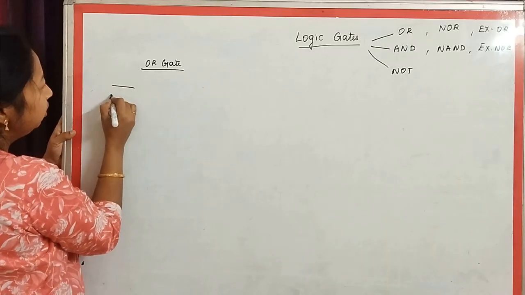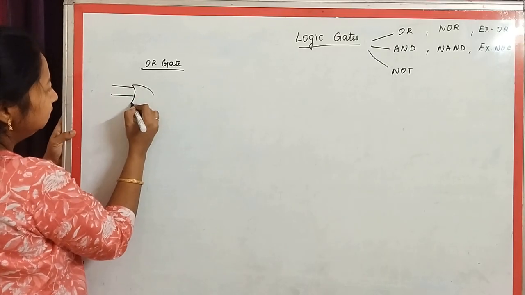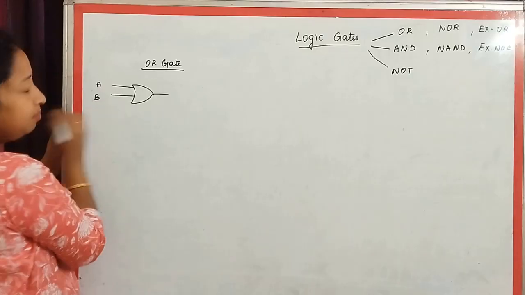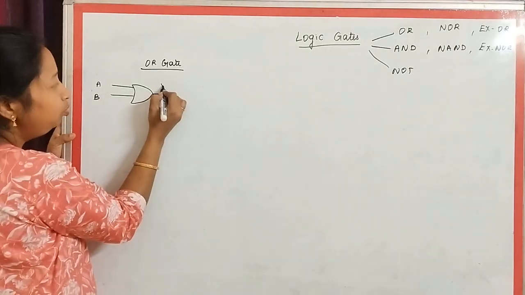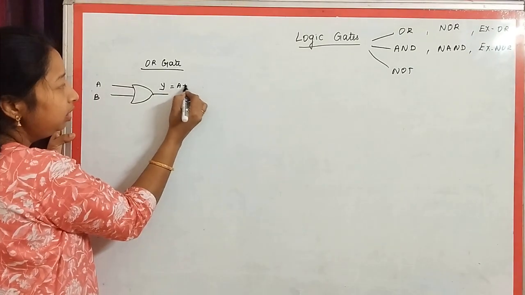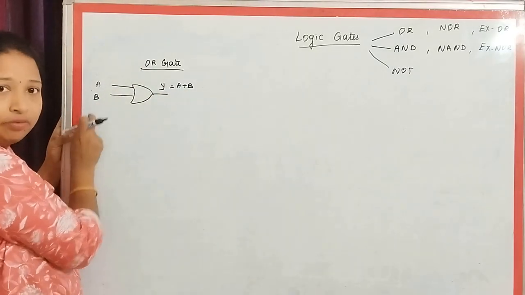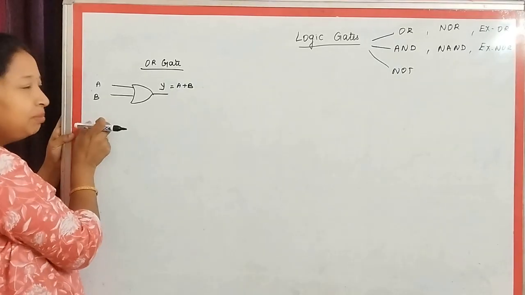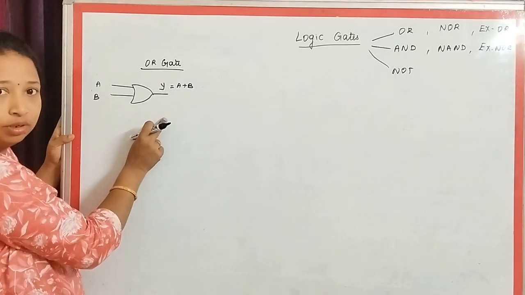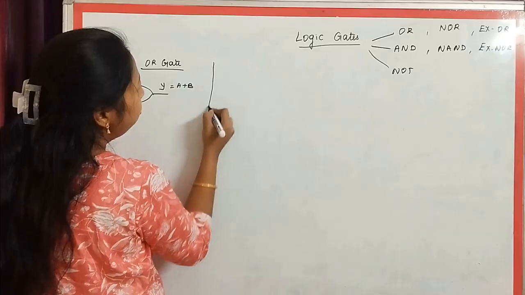How do you represent an OR gate? It is like this. When you give A and B as the input, your output will be a sum of both the inputs. Fine. OR gate means it is going to sum up whatever inputs you are giving. It will sum up both the inputs and then it will give you an output. Clear? How do you draw the truth table for this?